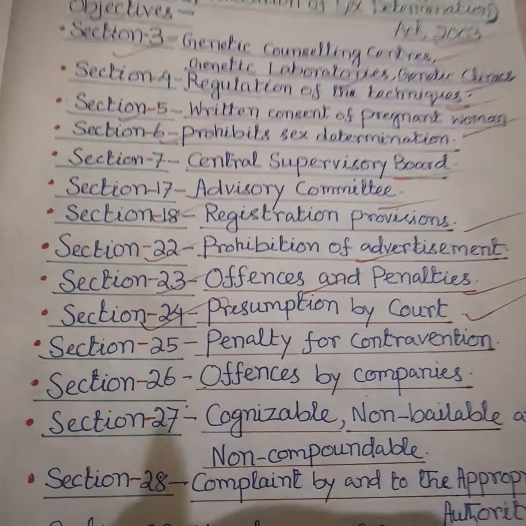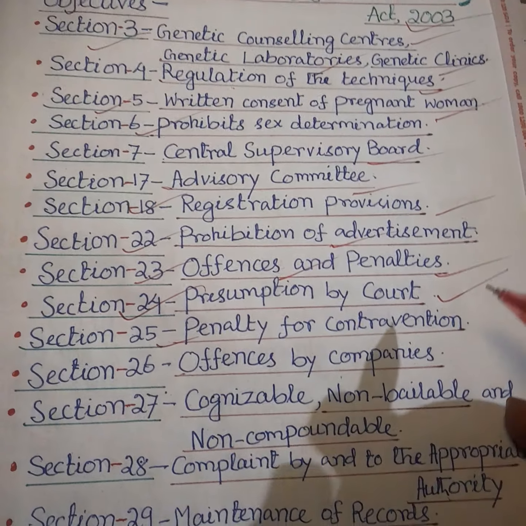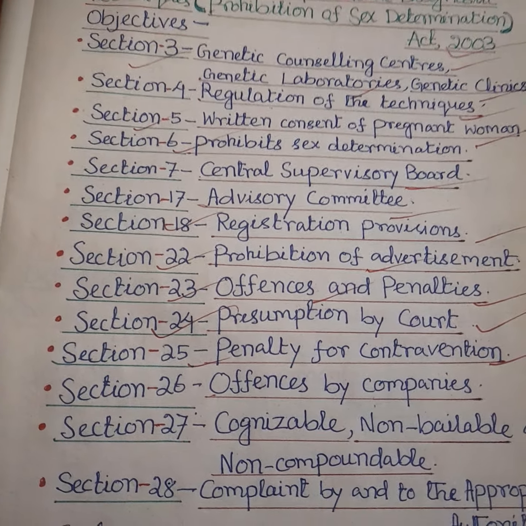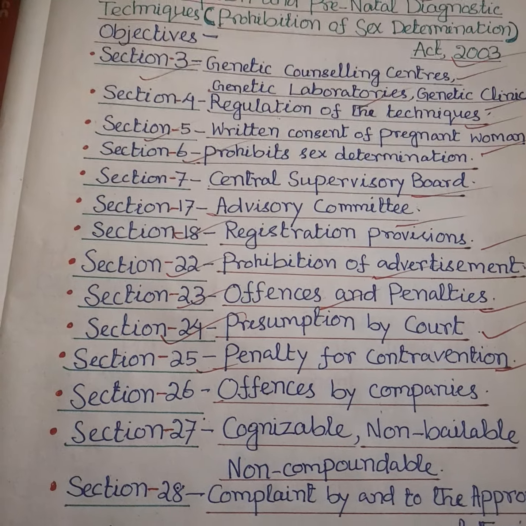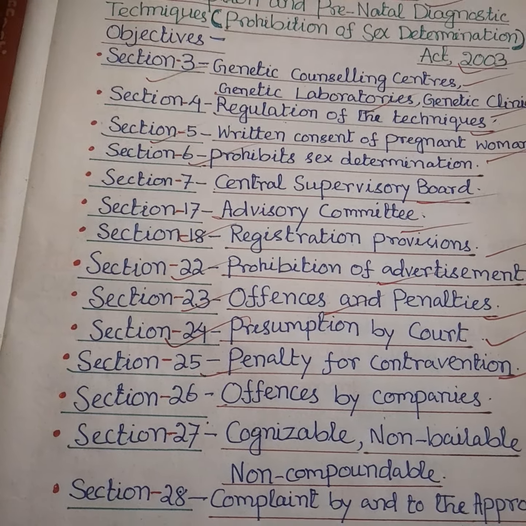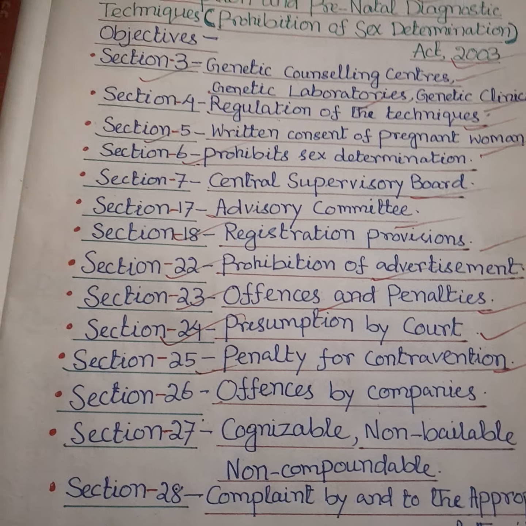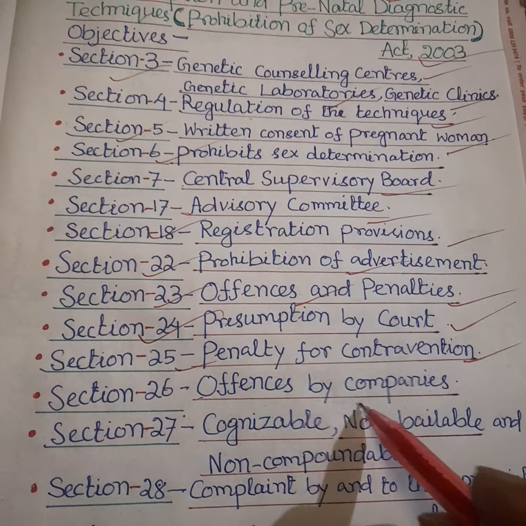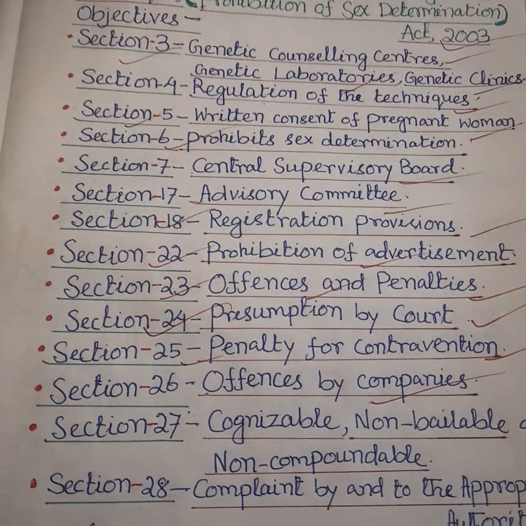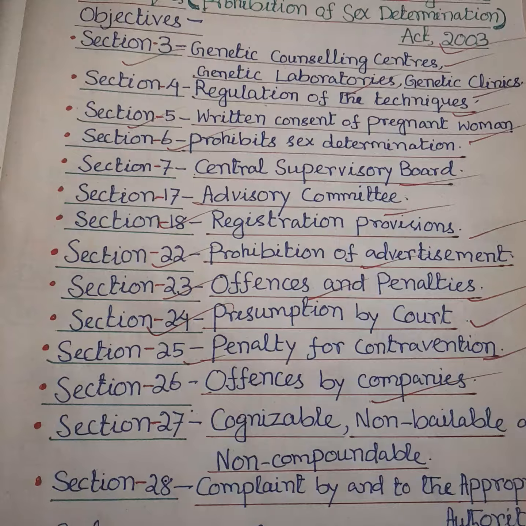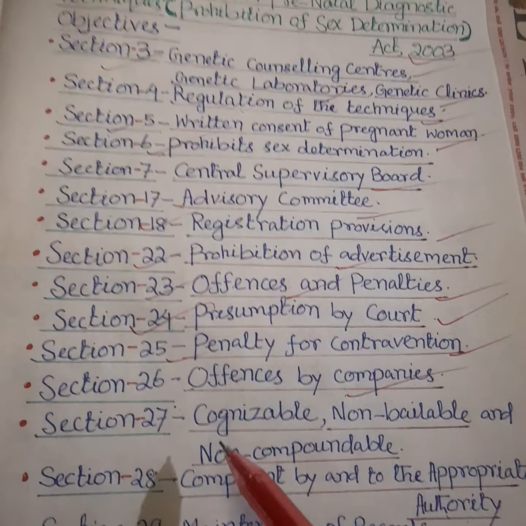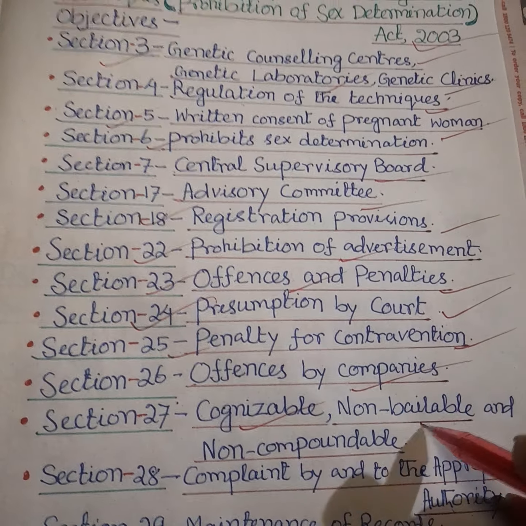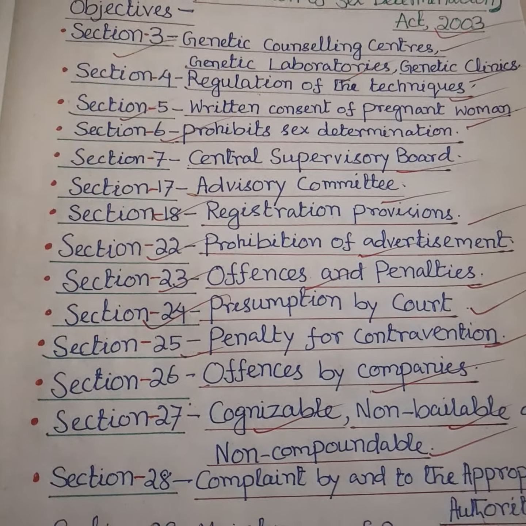As per Section 25, which relates to penalty for contravention, it provides a penalty for contravention of the provisions of the Act or rules for which no specific punishment is provided. As per Section 26 of the Act, which relates to offences committed by companies, and Section 27 provides that the offences committed under the Act are cognizable, non-bailable and non-compoundable.